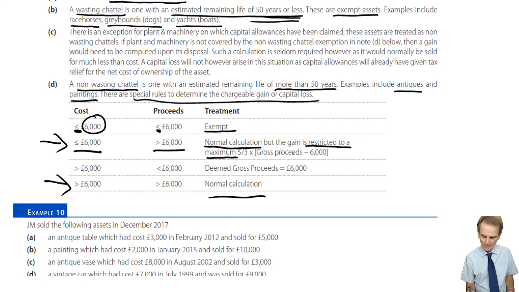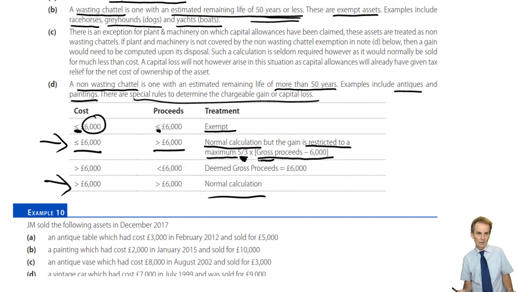We take the excess of the gross proceeds minus £6,000, that's the exemption limit. We compare gross proceeds, not net, gross proceeds with that 6,000, and multiply that figure by this fraction, there's the bit you're going to have to learn, 5 over 3. Multiply that by 5 over 3. So let's give you a little example of that, if I may.